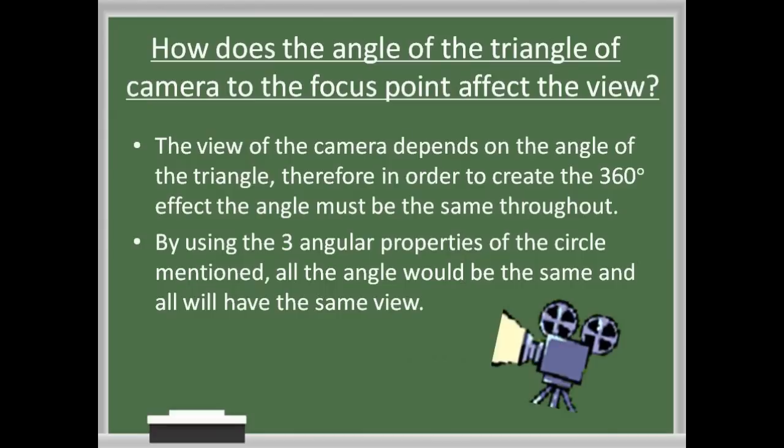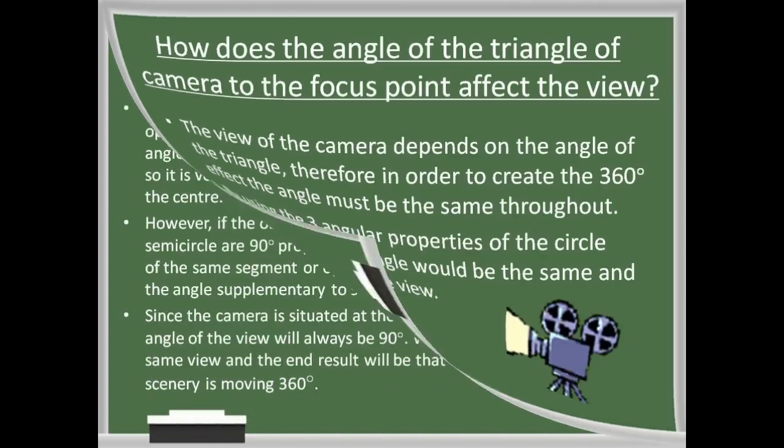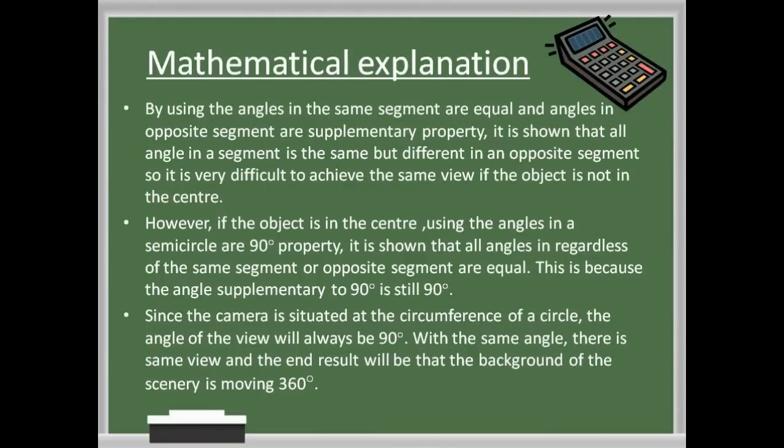Therefore, in order to create the 360-degree effect, the angle must be the same throughout. By using these three angular properties of circles mentioned, all angles would be the same and thus all will have the same view. Explaining this mathematically, by using the angles in the same segment are equal and angles in opposite segment are supplementary property, it is shown that all angles in a segment are the same but different in an opposite segment, so it is very difficult to achieve the same view if the object is not in the center.